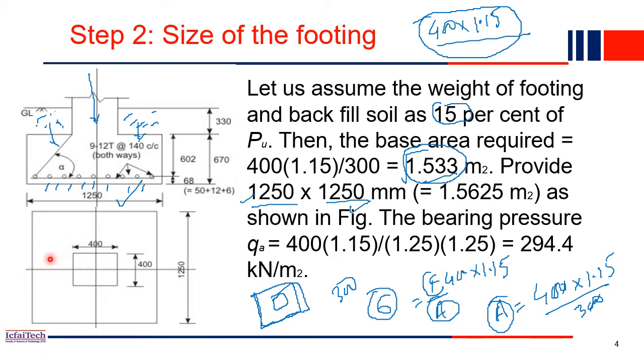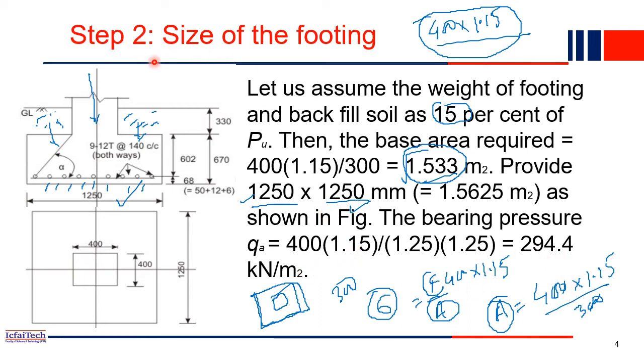Now what is the total bearing pressure coming? Bearing pressure is total force divided by cross-sectional area. So force divided by cross-sectional area is 294.4 kilonewton per meter square. And how much bearing pressure can the soil take? It is 300, given to us. So the soil can take up to 300, but the stress coming into the soil is 294, which is less than this. So our footing is safe.